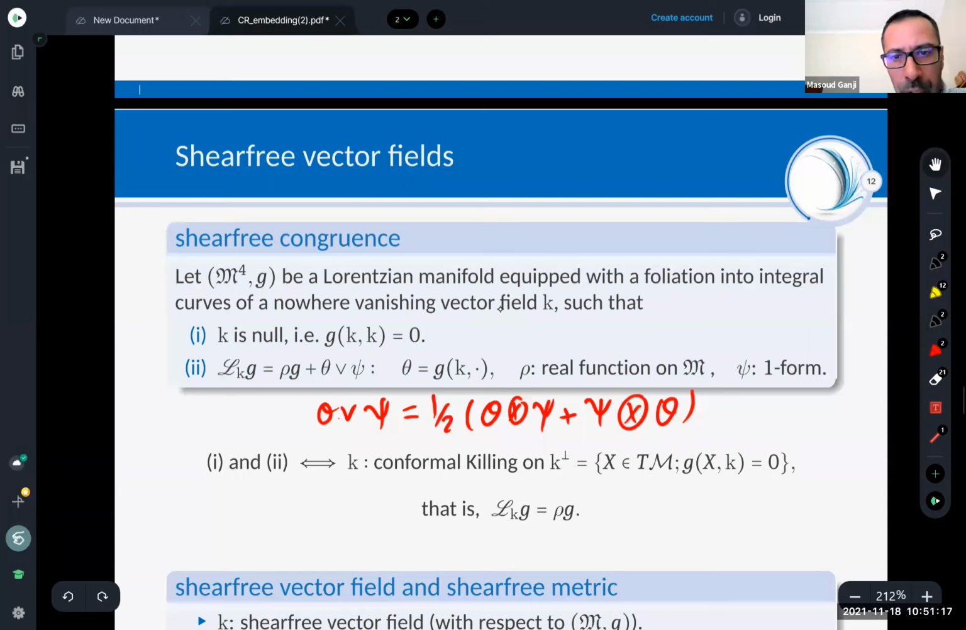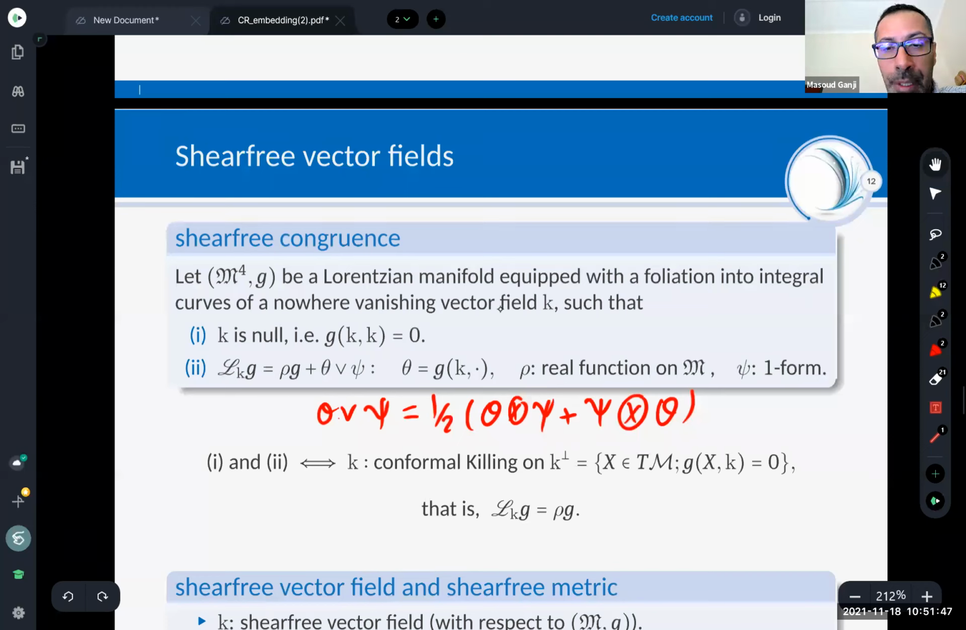So for these two conditions, 1 and 2, it may actually be simpler to look at it this way. K is conformal Killing on K perp. Because K is null, K also belongs to K perp. So if K is conformal Killing on this set, we can say K is conformal Killing.